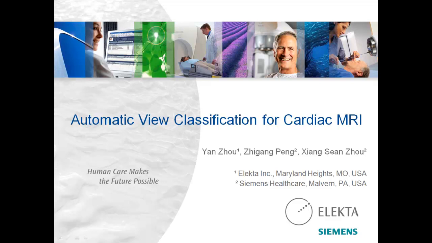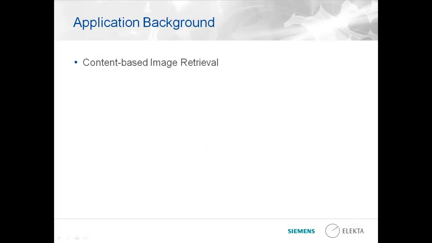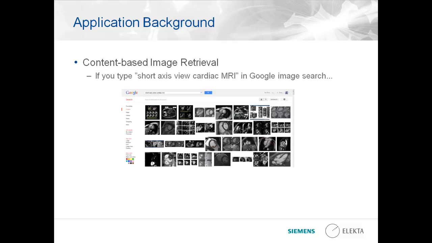The topic of my talk is automatic view classification for cardiac MRI. To give the application background, this topic is related to content-based image retrieval. If you type "short axis view cardiac MRI" in Google image search, these are some of the returned images, and you can find some sample short axis view cardiac images.